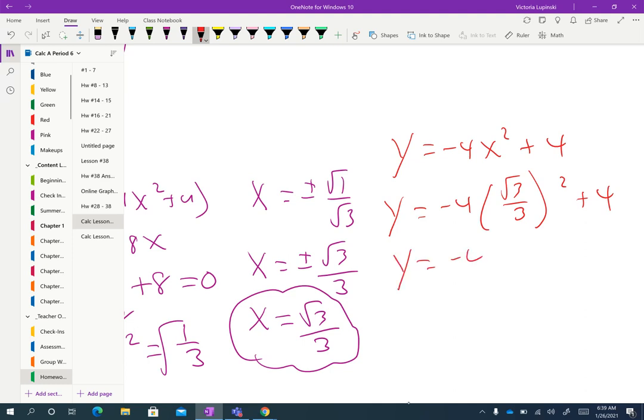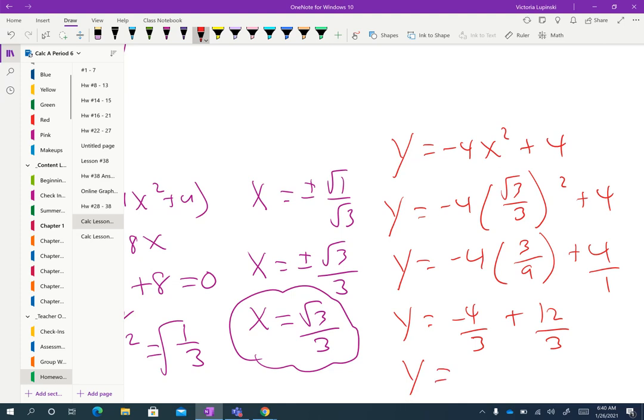Y equals negative 4. The square root of 3 squared is 3. The regular 3 squared is 9. So 3 over 9, that is, of course, equal to 1/3. 1/3 times negative 4 would be negative 4/3. And then instead of saying plus 4, we're going to say plus 4 over 1. We're going to find a common denominator, which would be 12/3, which means that y is equal to 8/3.